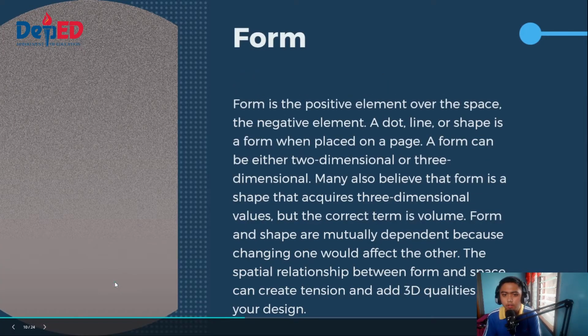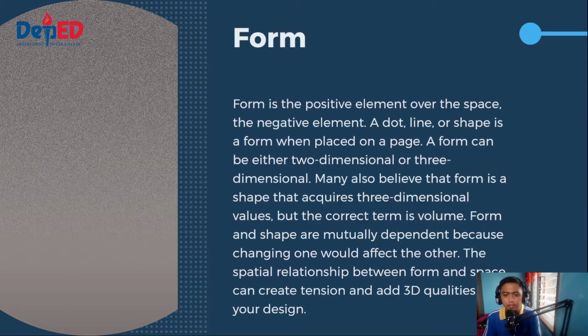So, forms. Form is the positive element over the space, the negative element. So what is a form? Basically, this is the shape that you draw. Okay? A dot, a line, or a shape is a form when placed on a page.